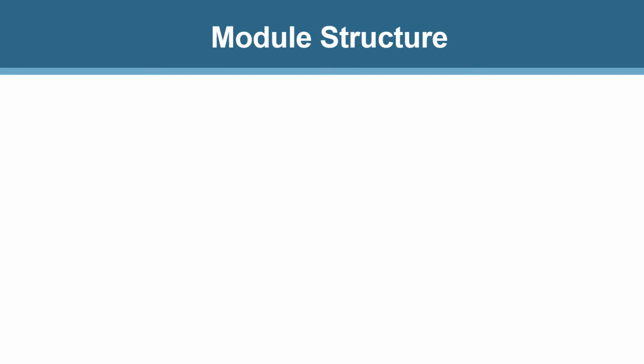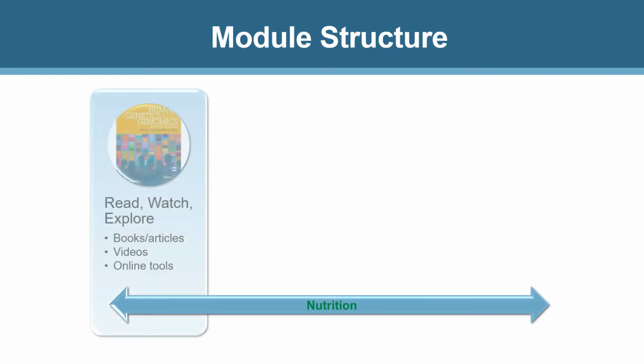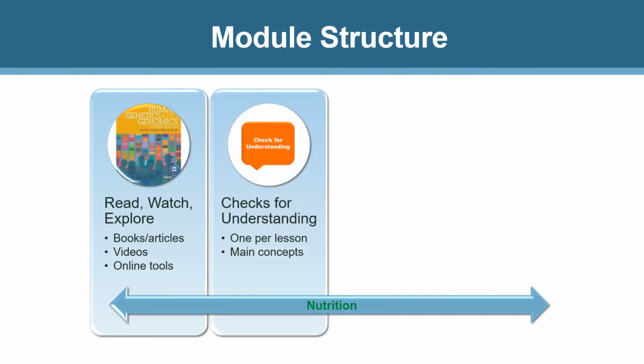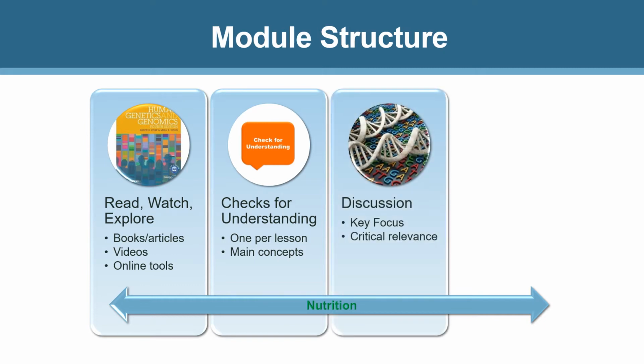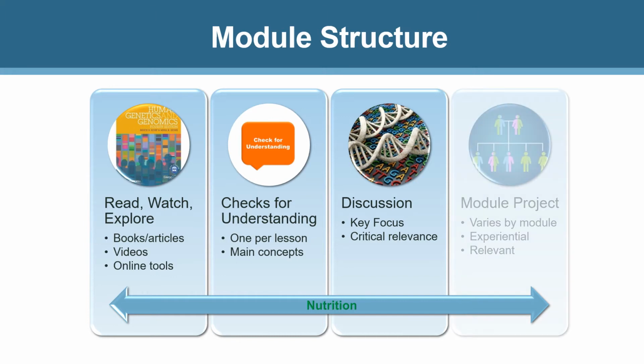Each module is structured in a similar manner, with a series of lessons containing materials to read, watch, explore, and analyze. Short checks for understanding are given at the end of each lesson. Each module will contain a key concept or question for discussion, and each module will include a module project that can range from creating a family pedigree to applying the use of genomics tools to understand a personalized diet prescription. Throughout this course, examples from nutrition are interwoven into the information about genes and molecular function.